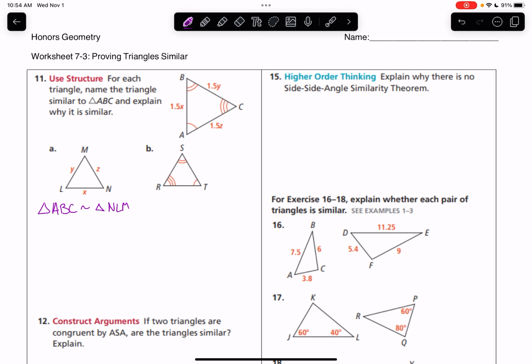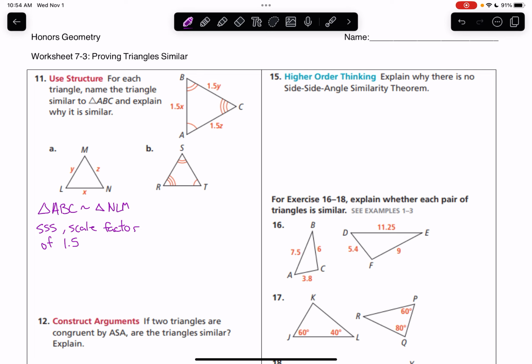In this case, we're using side, side, side similarity because each of these sides is a scale factor of 1.5. So we can say side, side, side, scale factor of 1.5 that is different between them.